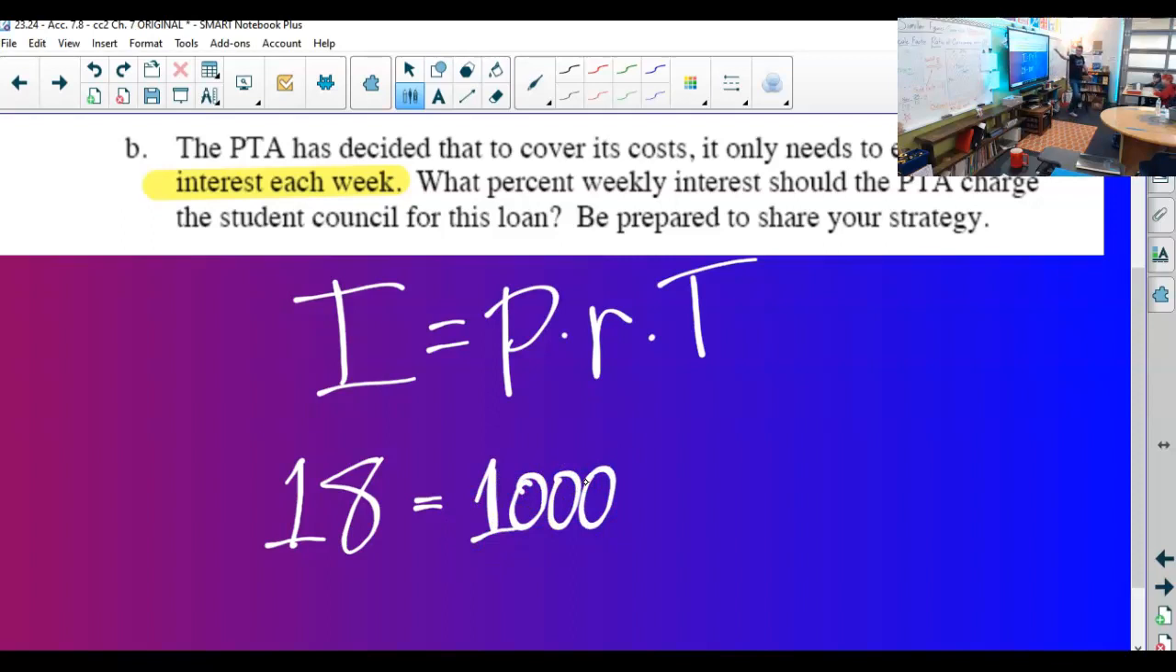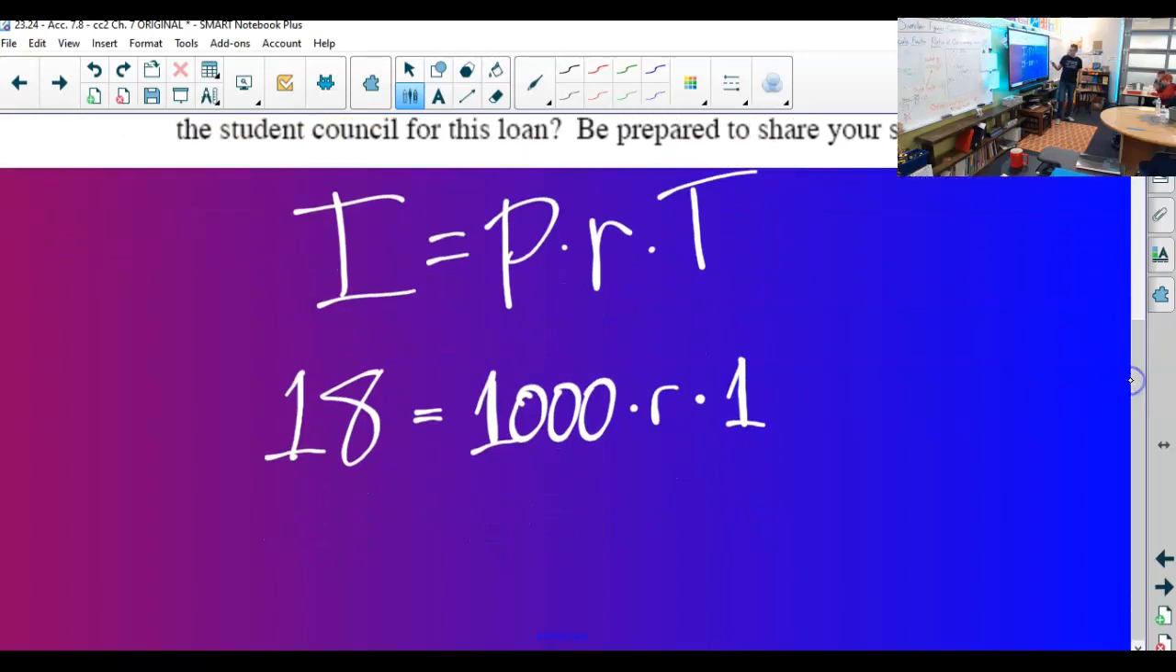No, we don't. They told us $18. They didn't tell us the rate. So we're just going to leave that as R. And do we know the time? A week. Each week. 1 week, right? So what does multiplying by 1 do? Nothing. So how do I isolate the R? Divide by 1,000, because this 1 doesn't really matter.